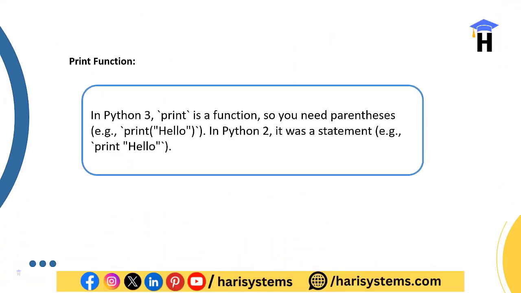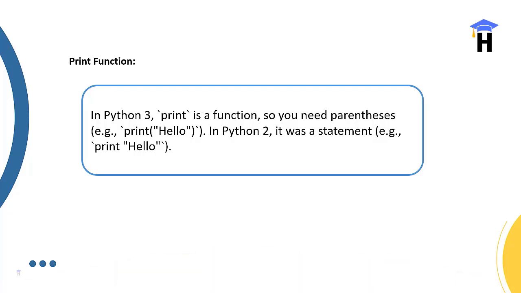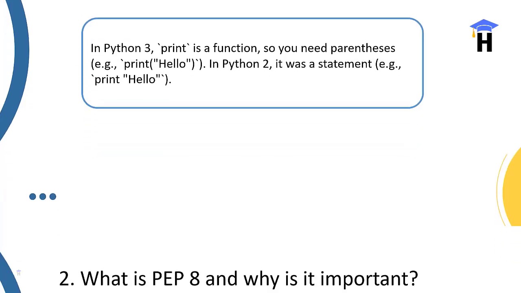A simple example: in Python 3, print is a function, so you need to add parentheses. In Python 2, it is a statement. For example, here it is shown with double quotes or single quotes only, and it's accepted. So these are the changes. If you explain any one of the differences regarding performance or syntax, that would be a great answer for this.